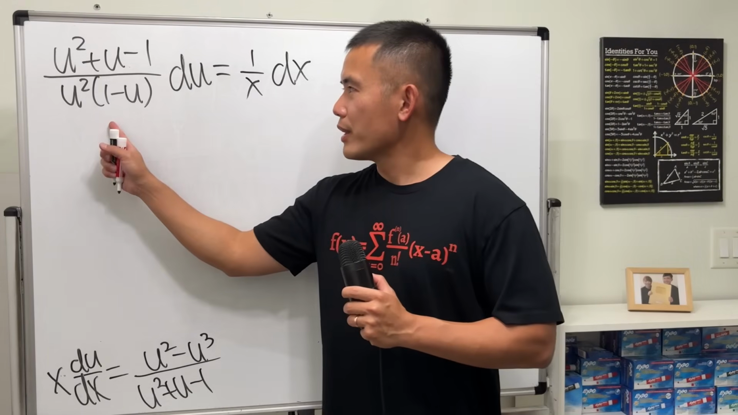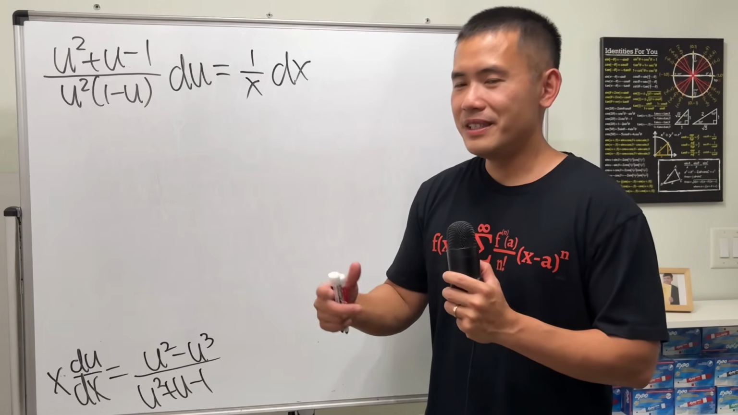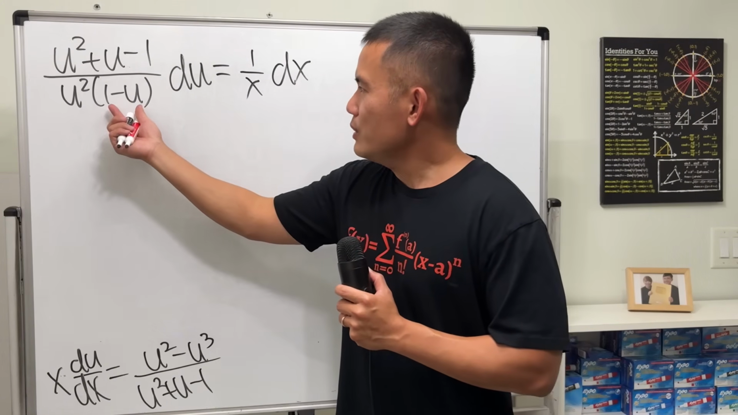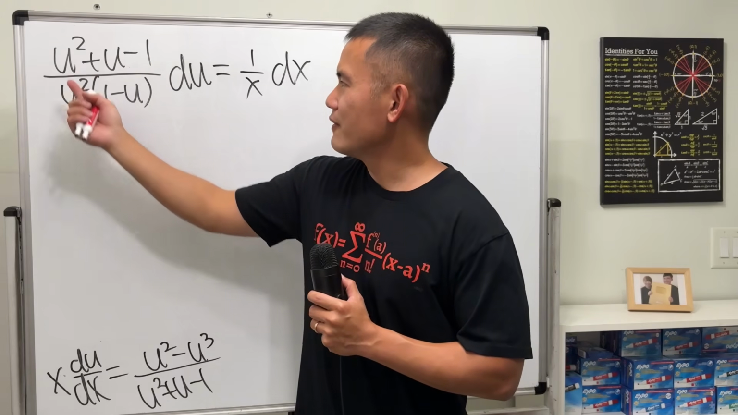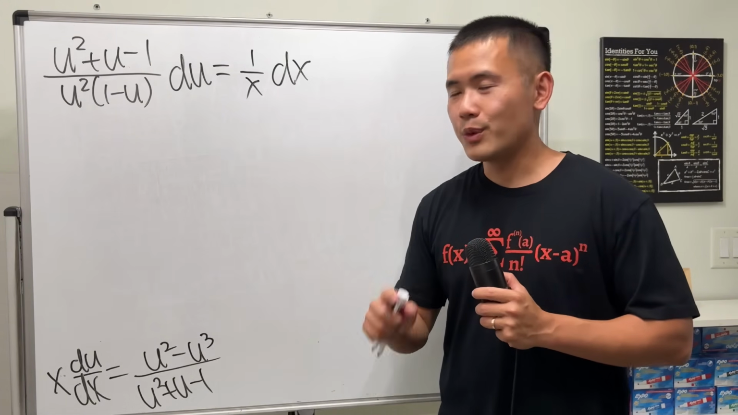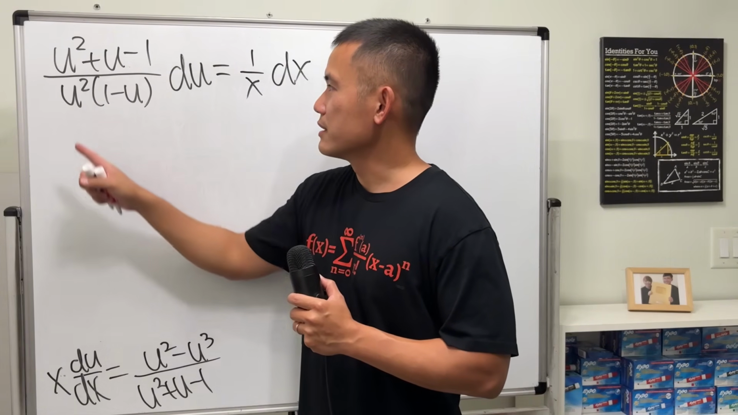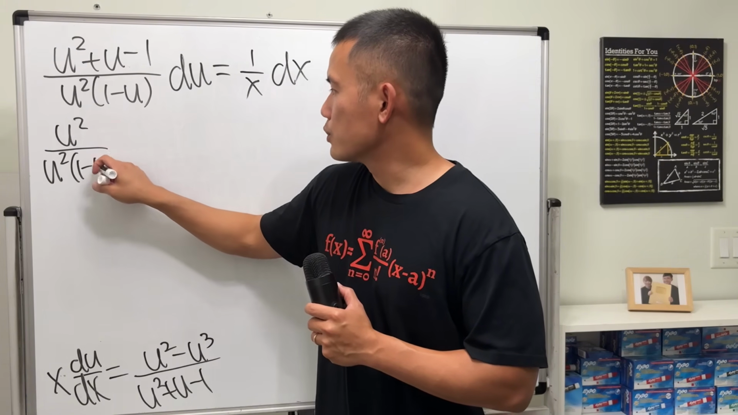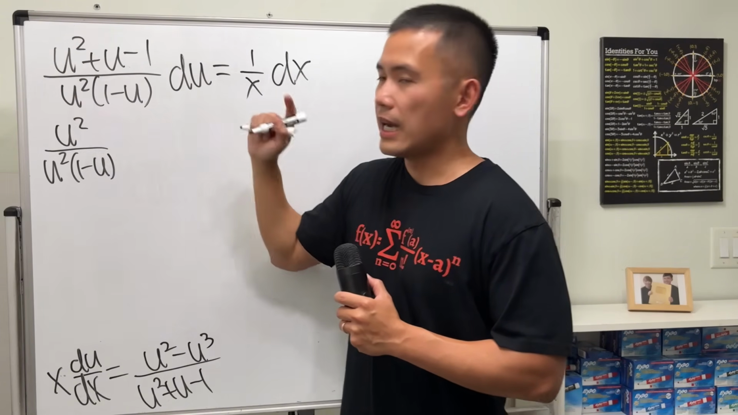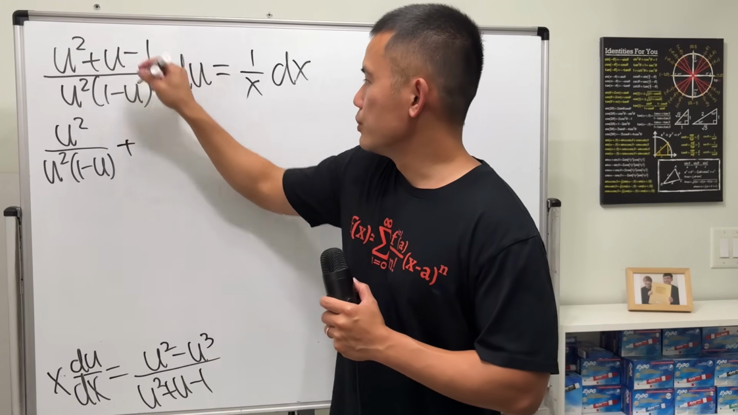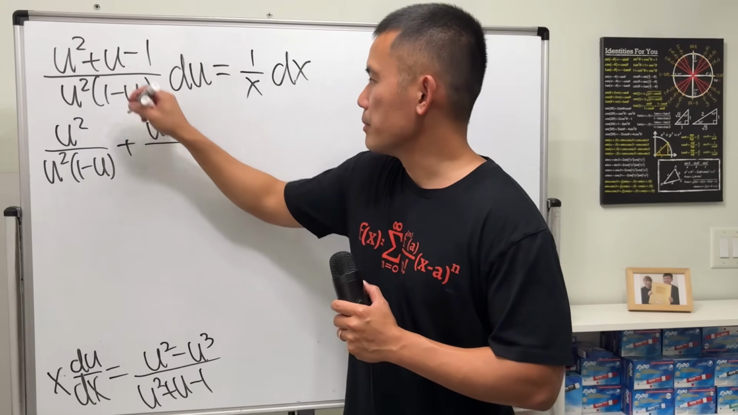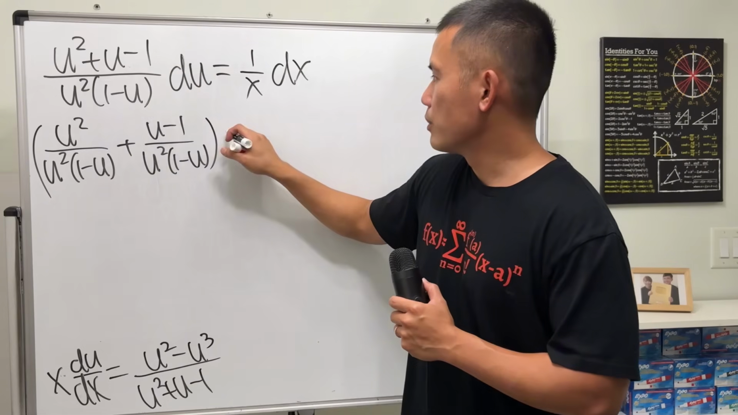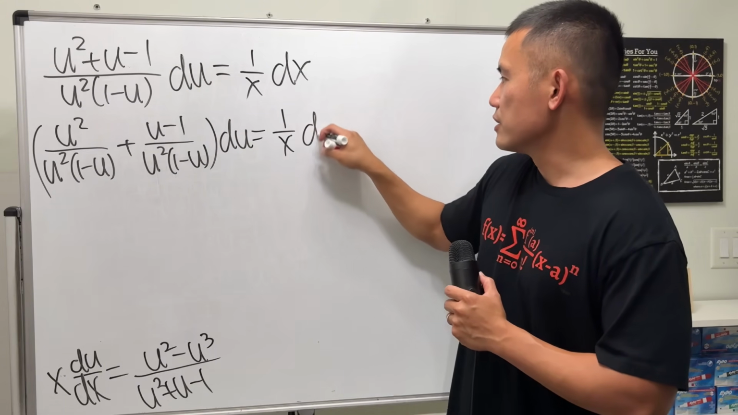Now, this right here, it looks like we have to do some tedious partial fractions. No, not really, because notice how this and that are very similar and this and that are the same. So this is what we can do. I'm actually going to separate the fractions like this: u squared over u squared times 1 minus u, just this term over the denominator, plus these two terms, u minus 1 over the same denominator, u squared times 1 minus u. Then multiply du, and the right hand side stays the same.